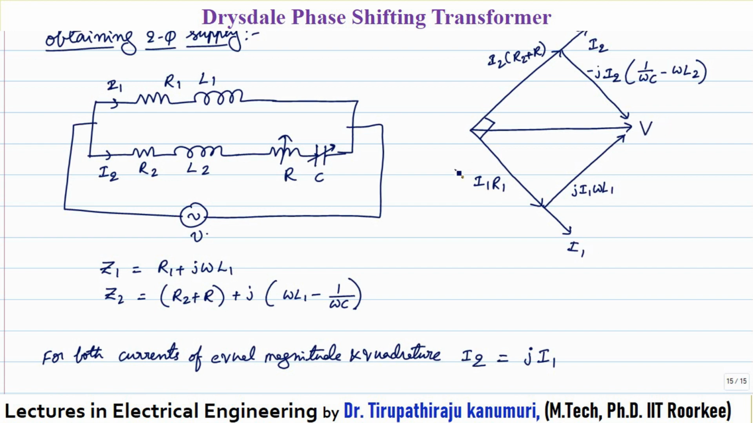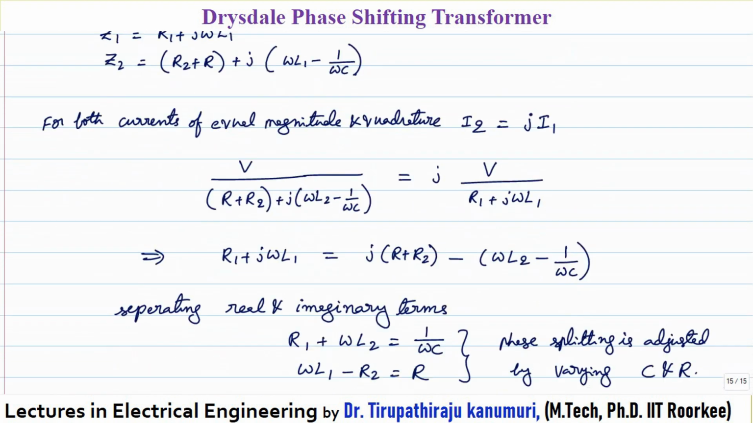Now the values of these resistors, inductors or capacitors are adjusted in such a way that this angle will be equal to 90 degrees. That means they should be adjusted in such a way that the phase difference between these two currents is equal to 90 degrees, because that is what we want. The value of I2 should be leading I1 by 90 degrees. Both the currents should have equal magnitude and they are in quadrature. That means I2 is nothing but, because I2 is leading the current I1 by 90 degrees, which I am representing by j times I1.